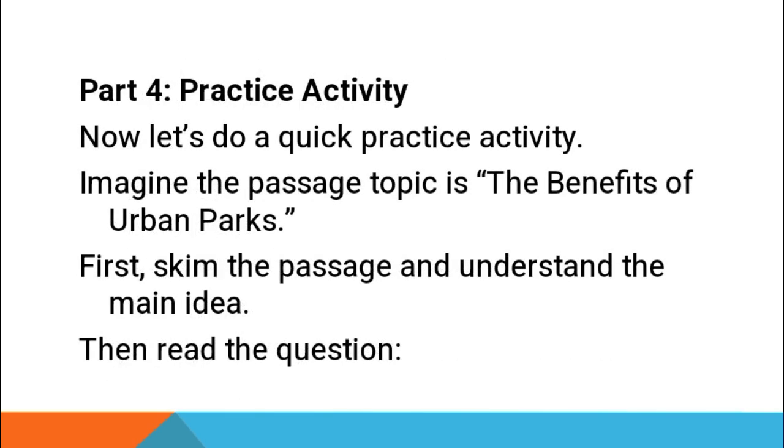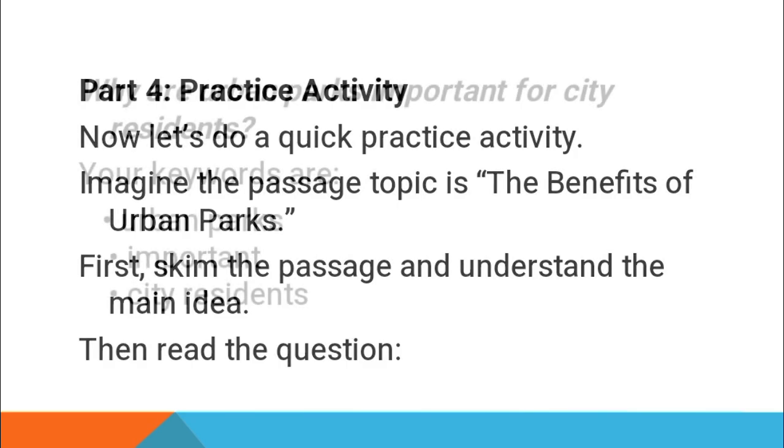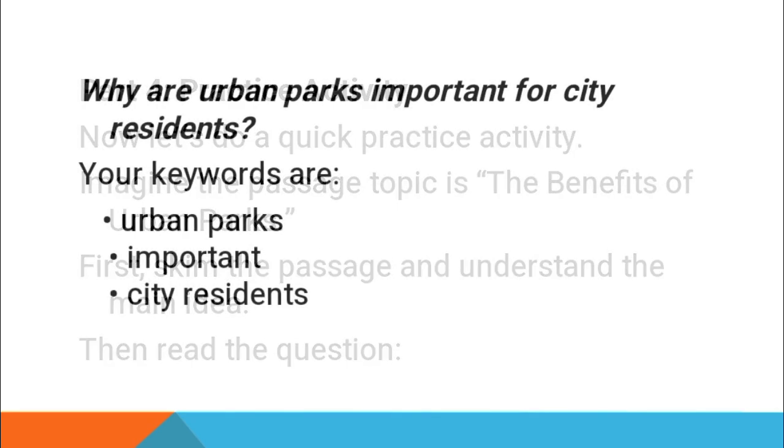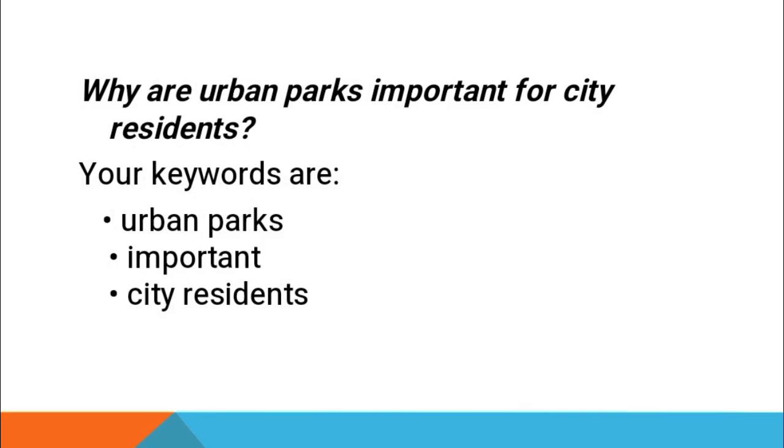Part 4. Practice activity. Now let's do a quick practice activity. Imagine the passage topic is the benefits of urban parks. First, skim the passage and understand the main idea. Then read the question. Why are urban parks important for city residents? Your keywords are urban parks, important, city residents.